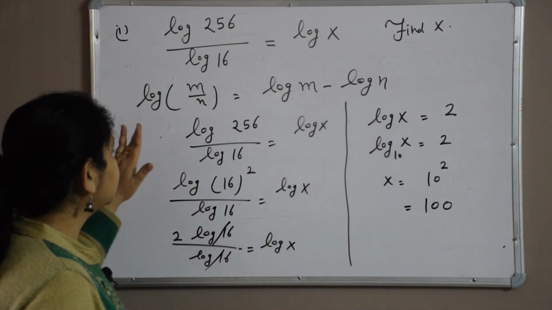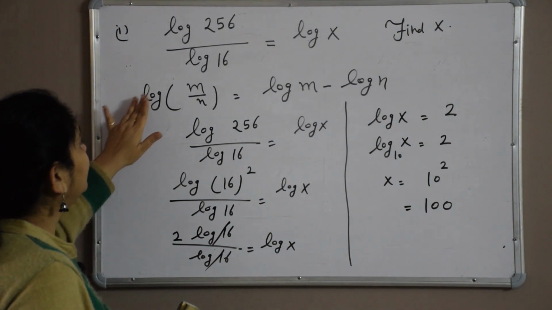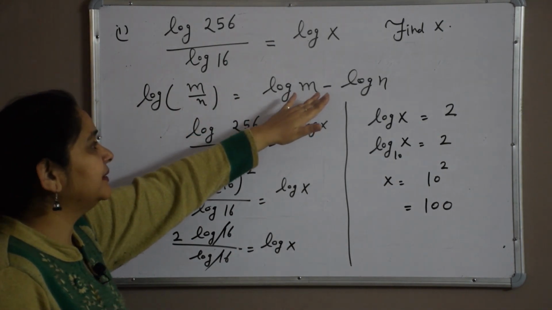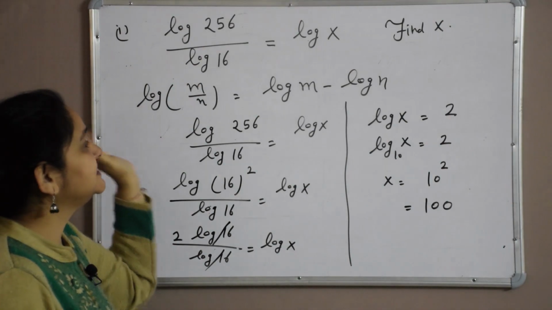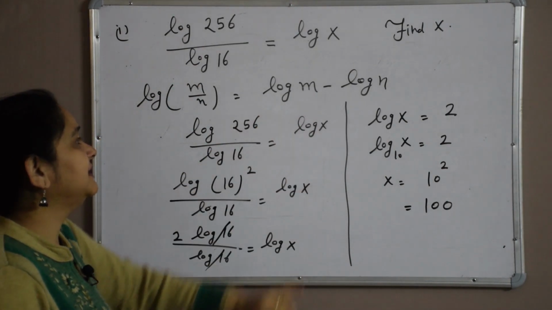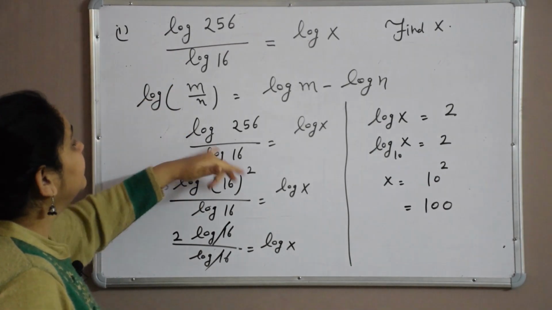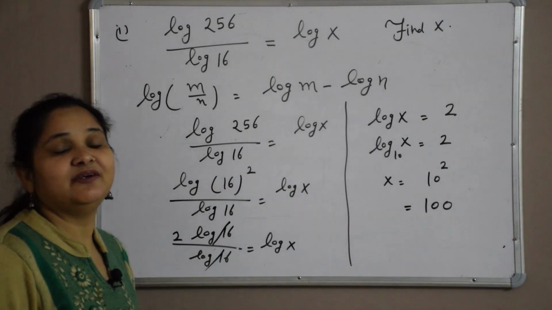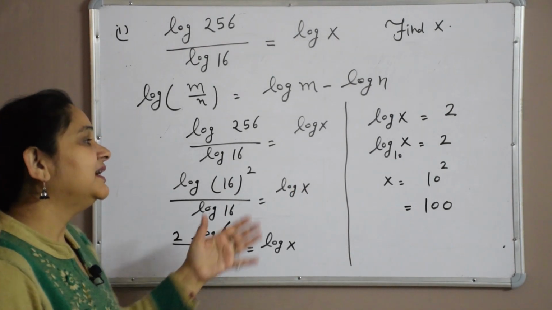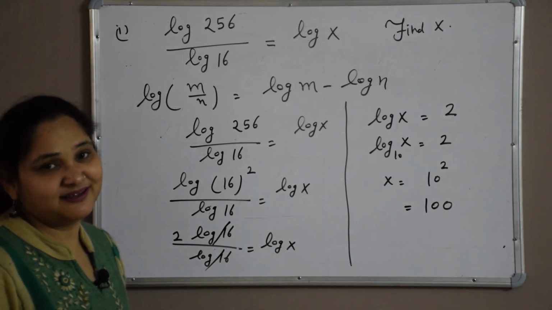So this is our first question, but the main thing in this question is that log of m by n is equal to log m minus log n, but log of m by log of n is never equal to log of m minus log of n. So we can't use that property here. We have to convert it, and ultimately we have to convert it to the exponential form, and we got the value of x, that is x is equal to 100 here.